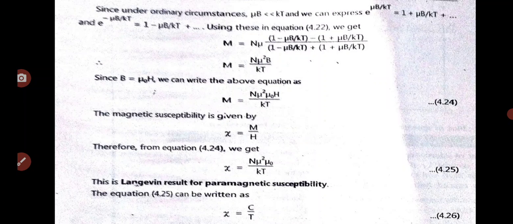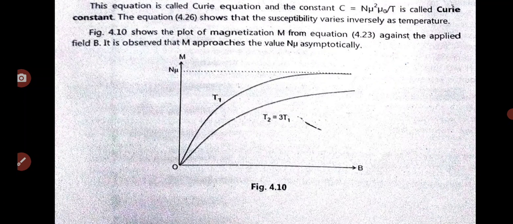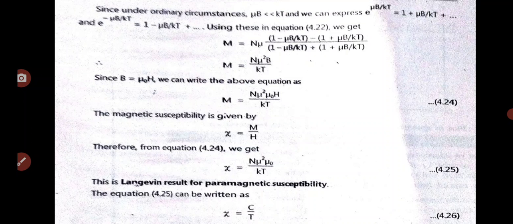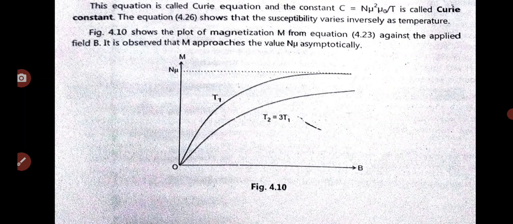The final resultant equation is chi equal to C by T, which is called the Curie equation, where the constant C is N mu squared mu naught by k, called the Curie constant. Equation 4.26, chi equal to C by T, shows that the susceptibility varies inversely as the temperature.